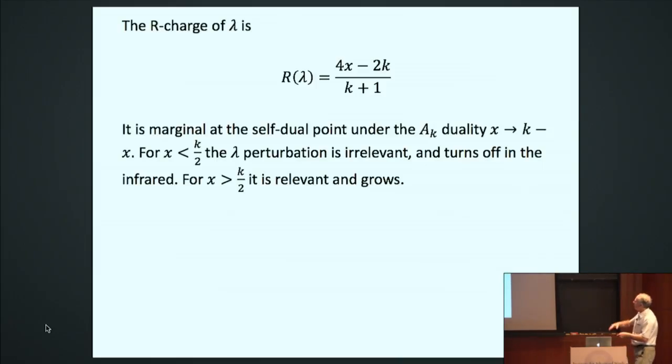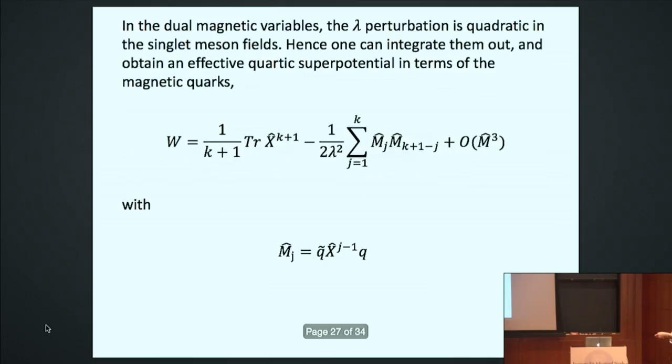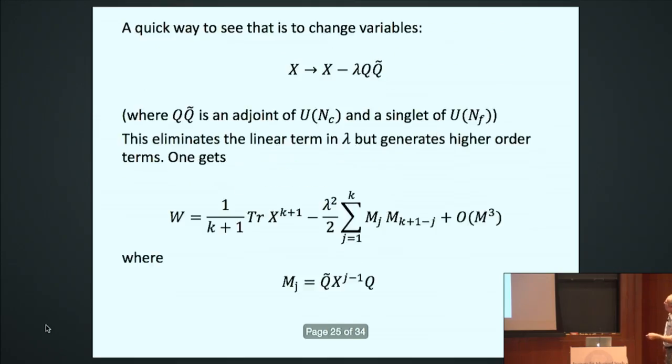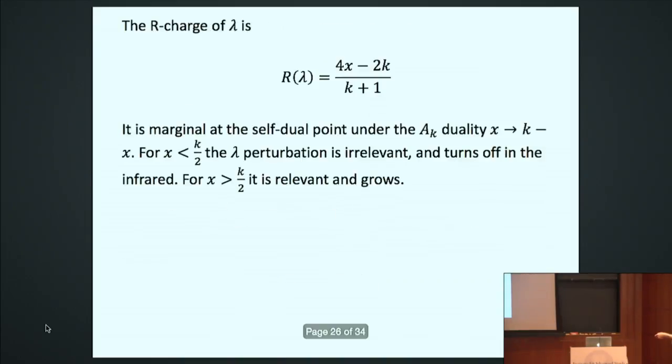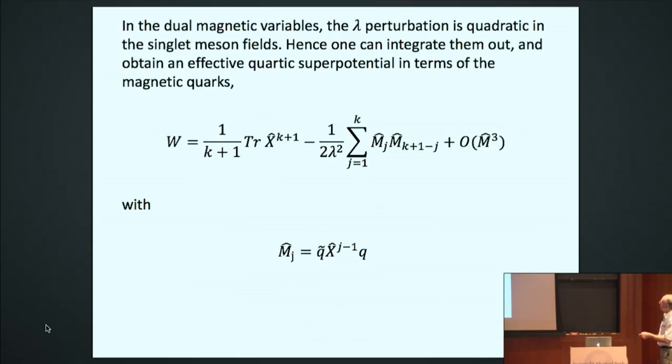You can answer this question in the electric variables or in the magnetic ones, because there we have the duality. Basically, you just take this thing and write it in the magnetic theory, where these are just singlets. These are quadratic terms in the singlets. You can integrate the singlets out, and you get a quartic plus higher order term interactions in the magnetic quarks.